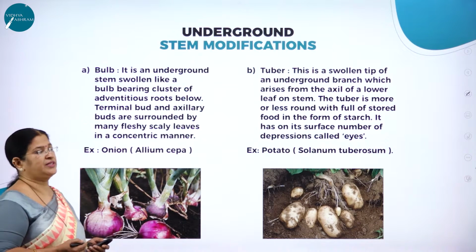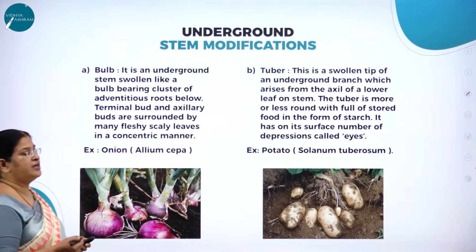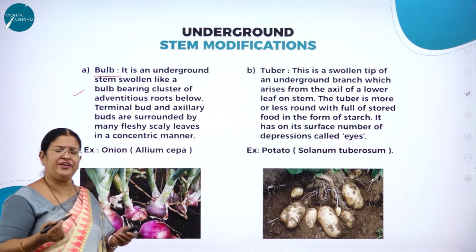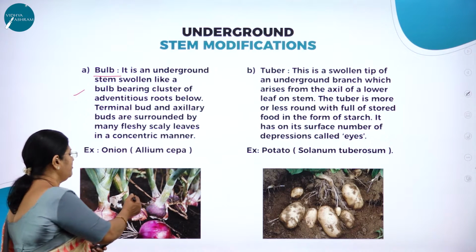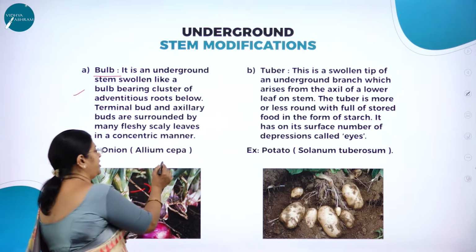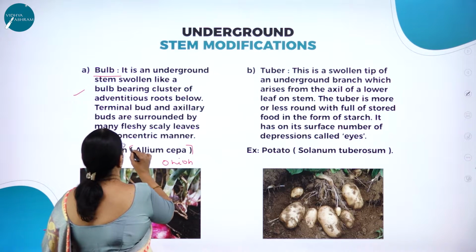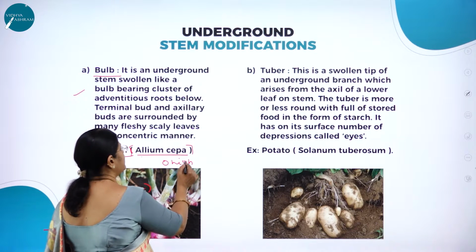Moving on to the first one, that is underground stem modification. First example is what? Bulb. I think most of you have, in everyday life we come across this very good example. What is it? Onion. The scientific name is what? Allium cepa. Onion, Allium cepa.